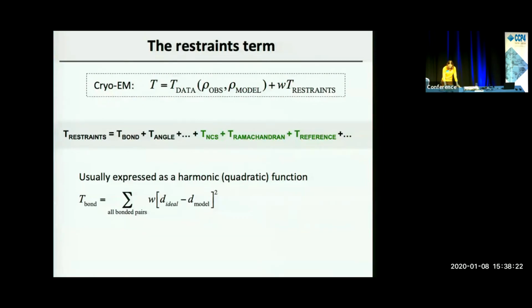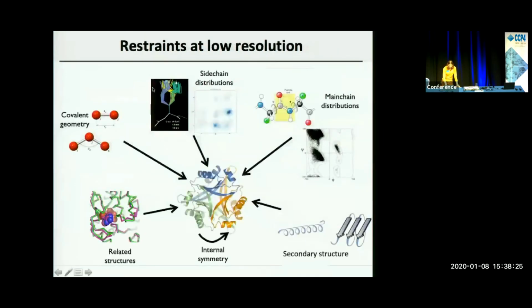So at low resolution, what we have in cryo-EM, we have a set of many restraints. So again, we have covalent geometry, which we can restrain, but we can also restrain the side chain orientations, because at low resolution, it happens often that there's no or not sufficient density for side chains. So we can maybe assume that these side chains will adopt conformations found in higher resolution structures. And similarly, we can assume that the main chain will follow the Ramachandran distribution.